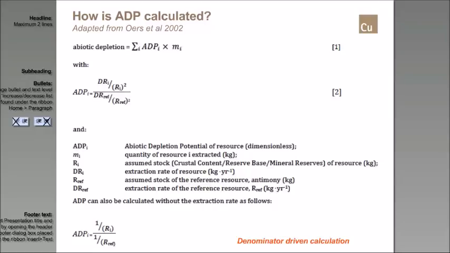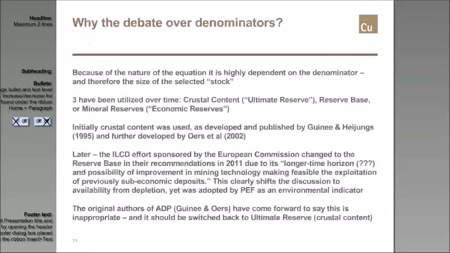Because of the calculation and the way that it's done, as you can see, it's very much denominator driven. In the denominator, we have the calculation of how much of a stock there is based on different criteria. Because of that, it is obviously very dependent on what's in the denominator.